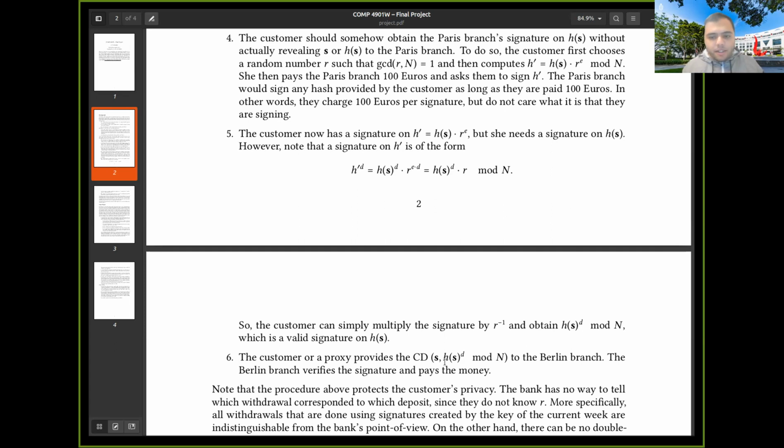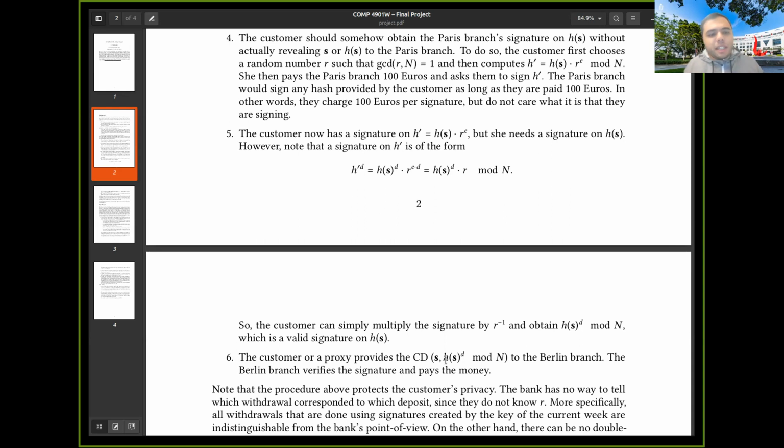But what the bank cannot do is figure out which one of these H prime values actually corresponded to this H value here. You see, if, for example, there were 1,000 deposits in one day and then 1,000 withdrawals, the bank can verify that each withdrawal is correct and it's unique. Because they can verify their own signature and they can verify the serial number, but they cannot connect any of the withdrawals to any of the deposits. So from the bank's point of view, all the deposits look the same and all the withdrawals look the same. So this gives the customers a lot of privacy.